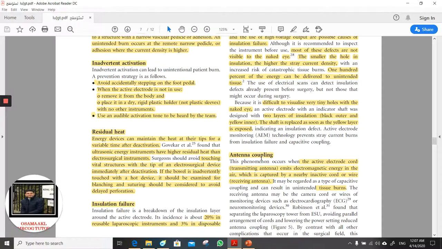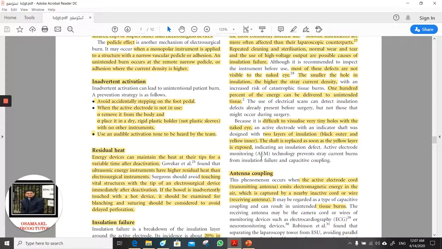That's why they make more than one protective layer of insulation, and they make them colored. So the inner layer is yellow, for example, and the outer layer is black. If the black layer is cut, you can see the yellow color, so you know that there is a defect. It's one of the smart ideas. The challenge in the insulation layers is how to make them thicker and with more than one layer, while at the same time avoiding a large diameter, because you want the instrument to pass through 5 millimeters. This is a challenge in the industry.